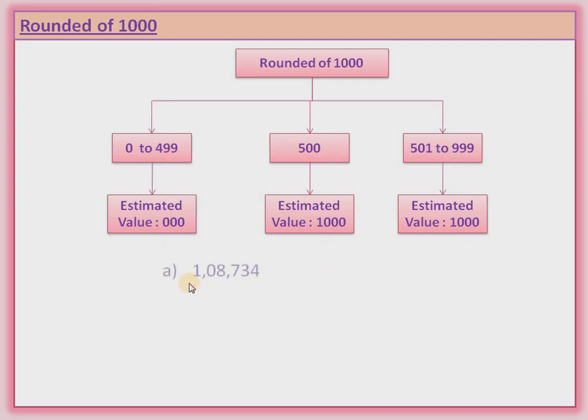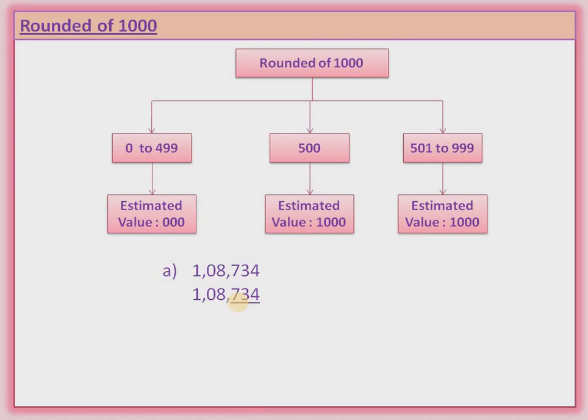The example number 1: 1,08,734. Again I am telling you, beta, in 1000, after the 1 there are a total of 3 digits, right? There are total 3 digits. So here we will make a line on the last 3 digits for rounding off to 1000. Clear? So 1,08,734. We made a line on the last 3 digits.